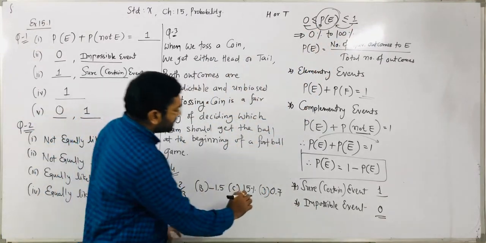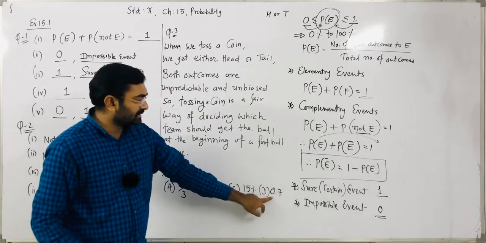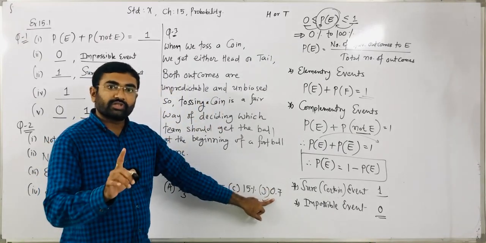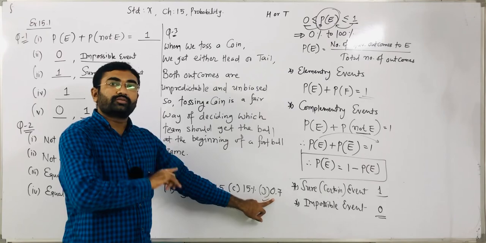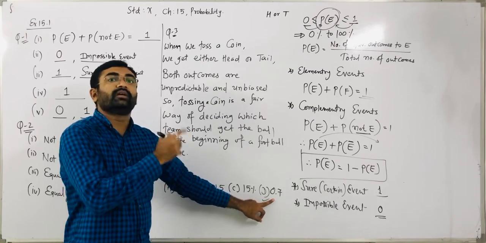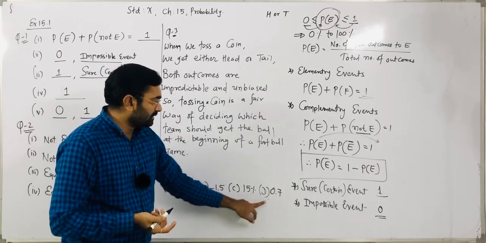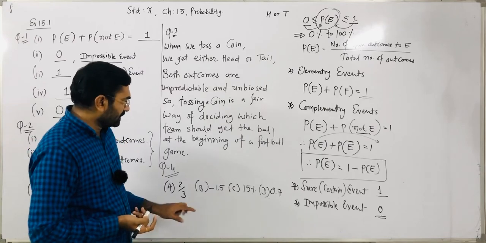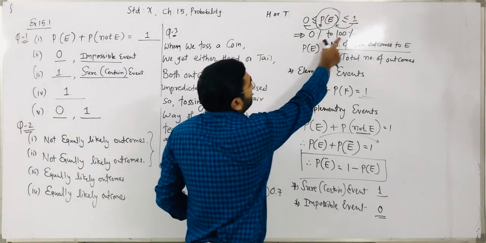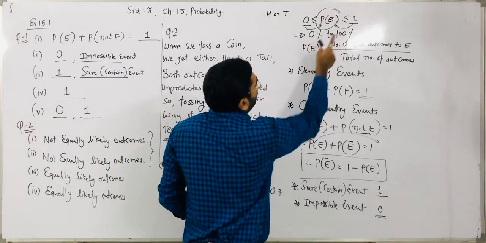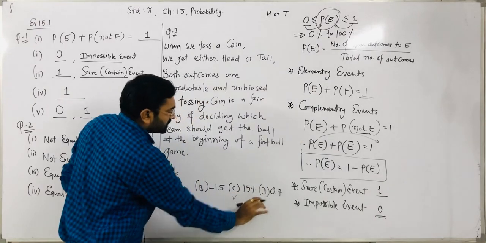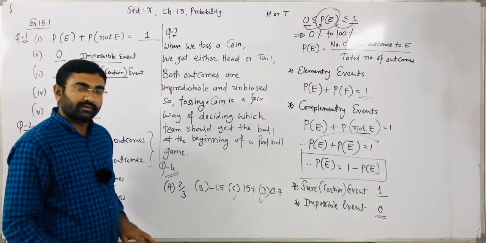See, 0 to 1, this one lies in between 0 to 1. But the question is, which of the given options is not the probability of an event? So this one is a probability of an event, right? Second one, here I represent it as a percentage, it is in between 0 to 100. So this is also possible for the probability of an event, right?